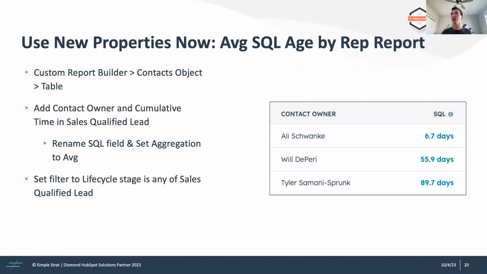So this table here is showing, it's dummy data across Ali, Will, and myself. I'm losing in this example. So for everybody, it's still in SQL, I've got an aging pool of SQLs. So it might be a good idea for my manager to tell me, hey, you've probably got some SQLs that aren't going anywhere. Let's recycle them back to marketing. Let's build a plan of action for re-engaging some of those. Let's see if we can move some of these forward.